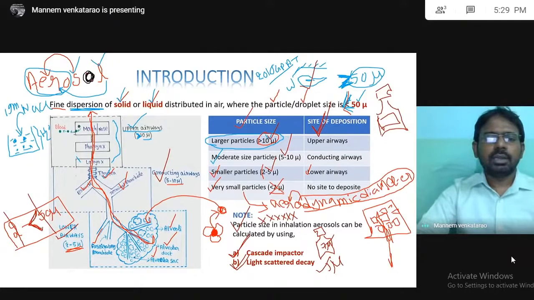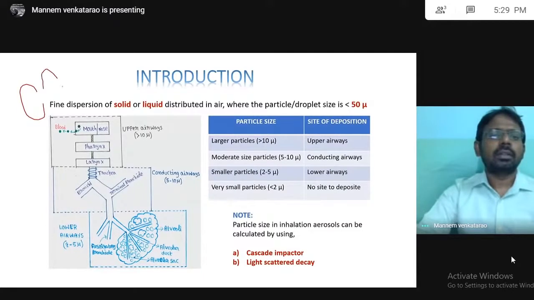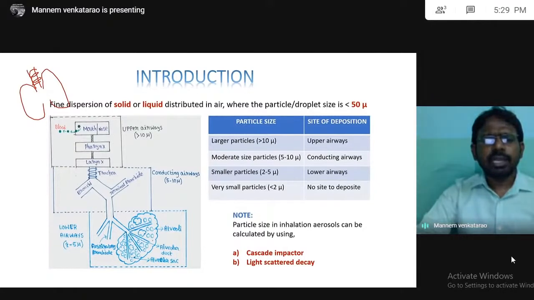So 3 parts: upper airways, conducting airways, lower airways. Next, friends, the lung structure. You can draw the lung structure like this. Generally, you can write it like this. We consider the respiratory tract in 3 parts: upper airways, conducting airways, and lower airways.